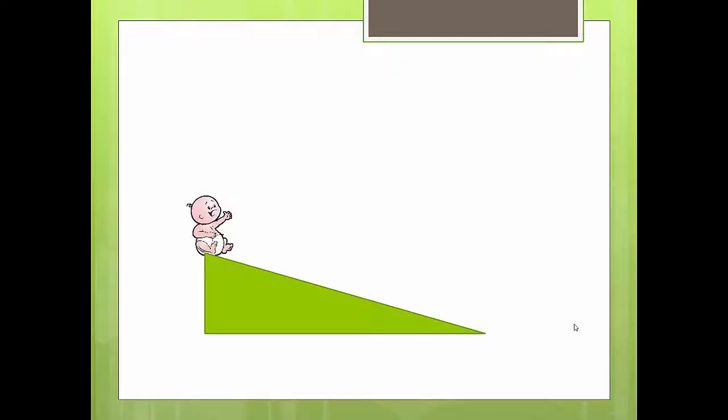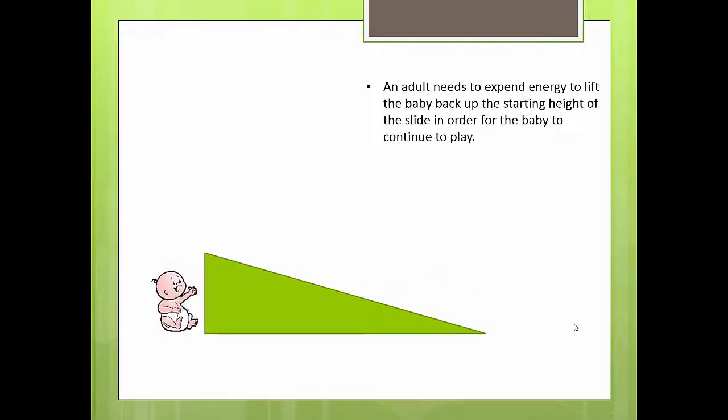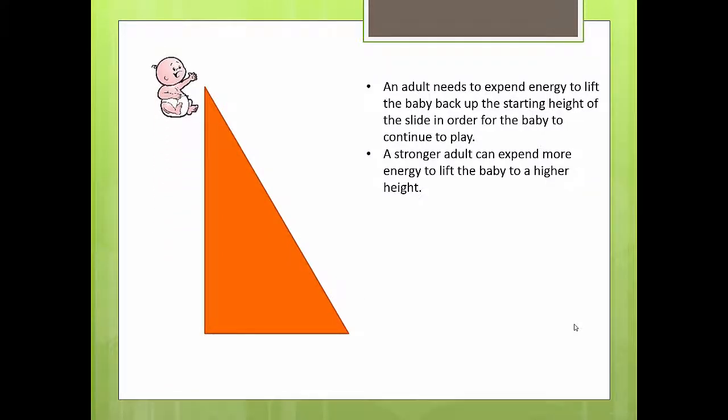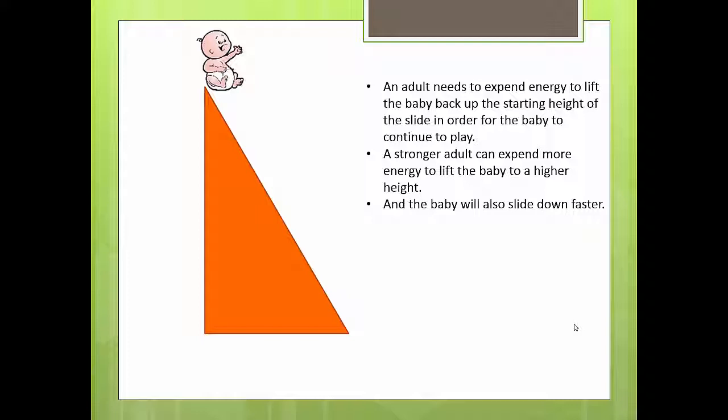Okay, using an analogy of a baby sliding down the slide, if the baby wants to play the slide again, an adult needs to expend energy to lift the baby back up to the starting height of the slide in order for the baby to continue to play. A stronger adult can also expend more energy to lift the baby to an even higher height, like this. And the baby, of course, when it slides down this side, will slide down faster.